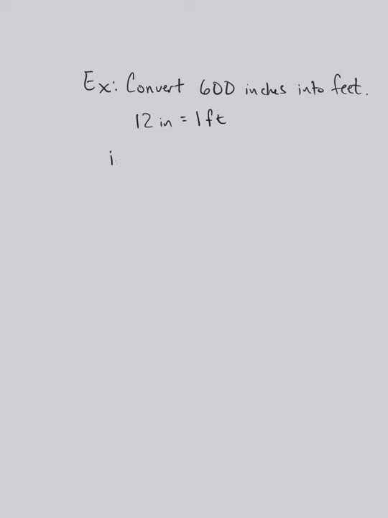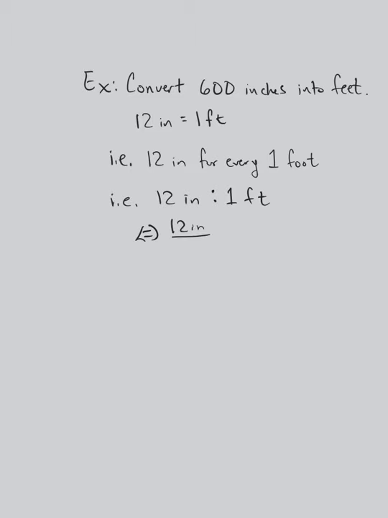Okay, now this is called a conversion factor. It tells us how to convert between inches and feet. But another way to word that is that there's 12 inches for every 1 foot. And from our last video, we can recognize that as a ratio. So we could write this as a ratio, 12 inches to 1 foot. And then remember from the last video, we talked about how we could write any ratio as a fraction. And so we have 12 inches over 1 foot.